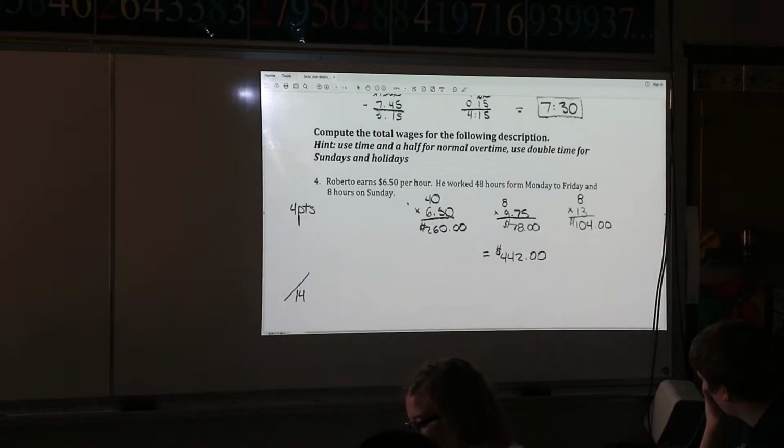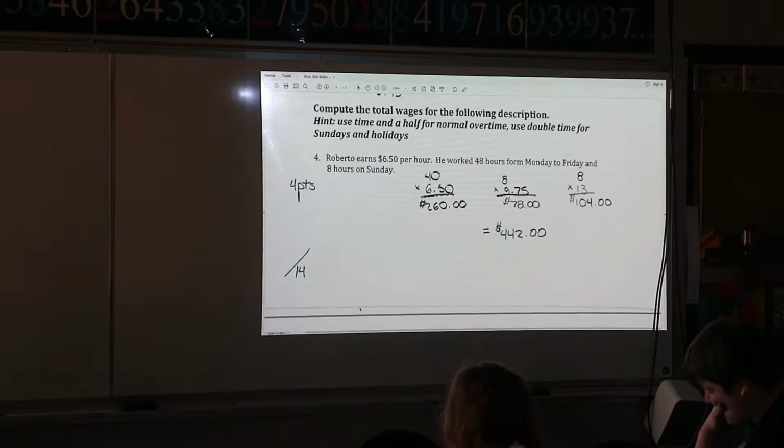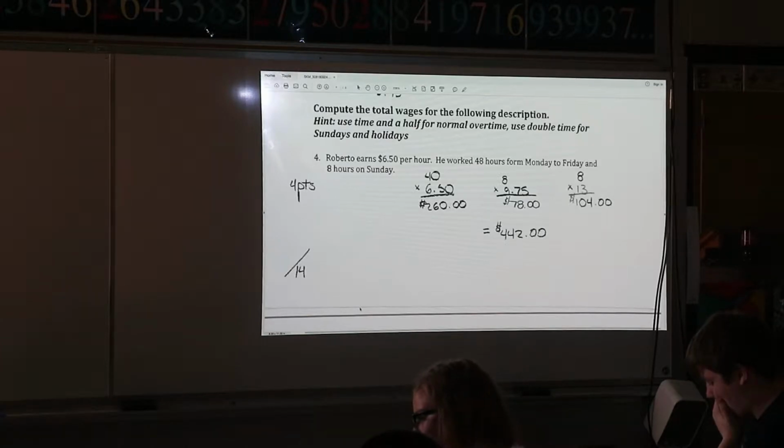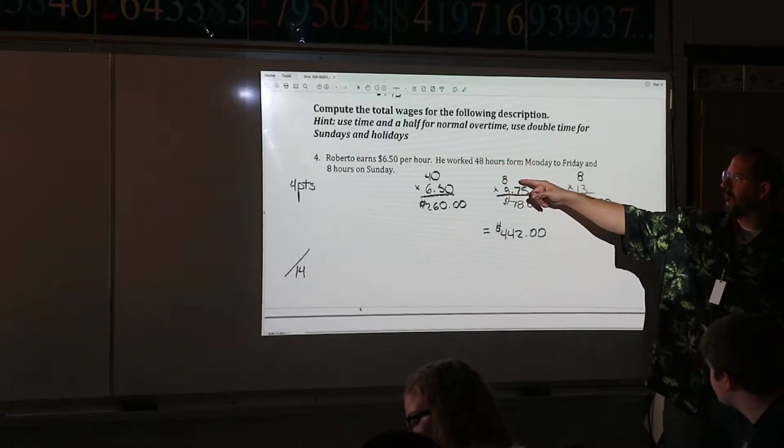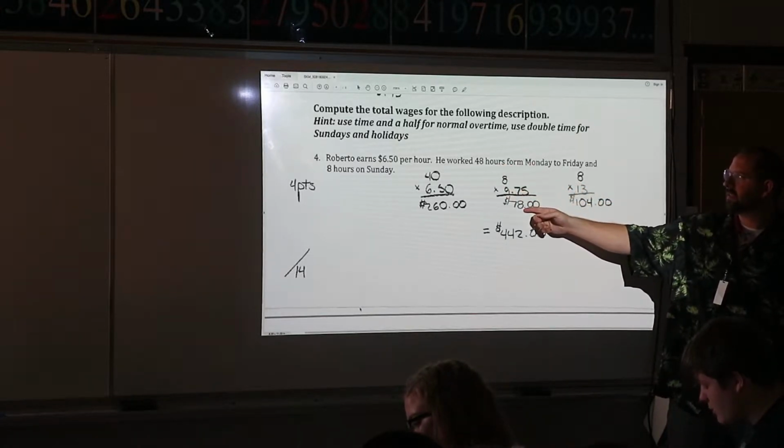On the first page, Roberto is earning $6.50 an hour. He's working 48 hours. That means he's working overtime. So you got to calculate your overtime pay. Overtime pay is time and a half. They say it in the directions. Use time and a half. So time and a half times 6.50 an hour is $9.75 an hour. That's your overtime. He works 8 hours overtime from Monday through Friday. So 8 times the $9.75 is his overtime pay.